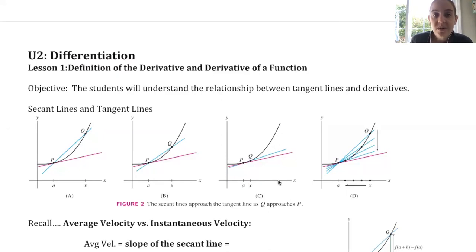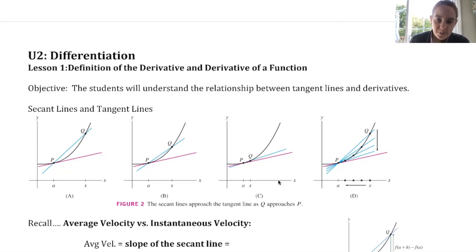We are going to start with Unit 2, and I honestly think that you will like this better than Unit 1 limits. Limits can be a little bit abstract. Derivatives are all about rate of change, and they are a bit more concrete. We have some rules, and math is all about rules, so I think you'll like the rules a little bit better. So today we will understand the relationship between tangent lines and derivatives.